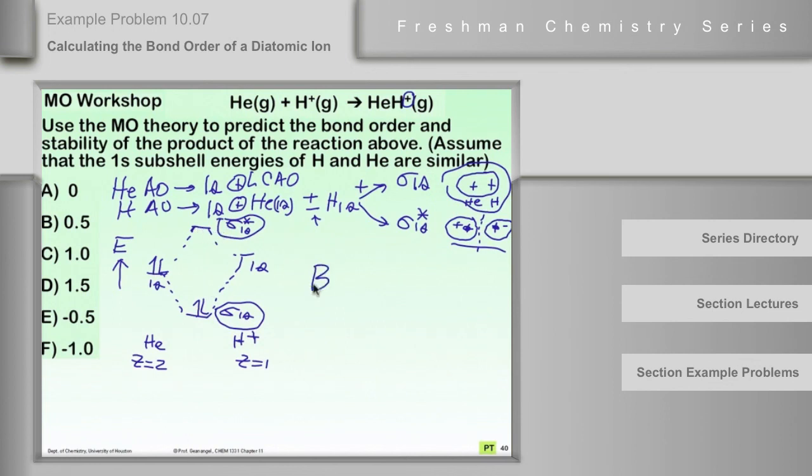So we're ready to do the bond order. It's 1/2 of the electrons in bonding molecular orbitals minus the electrons in antibonding molecular orbitals. So that's 1/2 of 2 minus 0, and that says the bond order for helium hydride ion here, whatever you'd like to call it, is 1. So the correct answer is C.